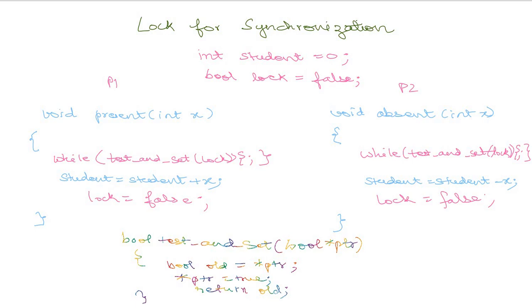So even if the preemption occurs here, it does not cause the problem as it used to cause earlier. So here what happens is that we are declaring a new variable old and we are returning that in this function. So because of this, the problem that we had with the normal lock does not occur now, even if it gets preempted in between.